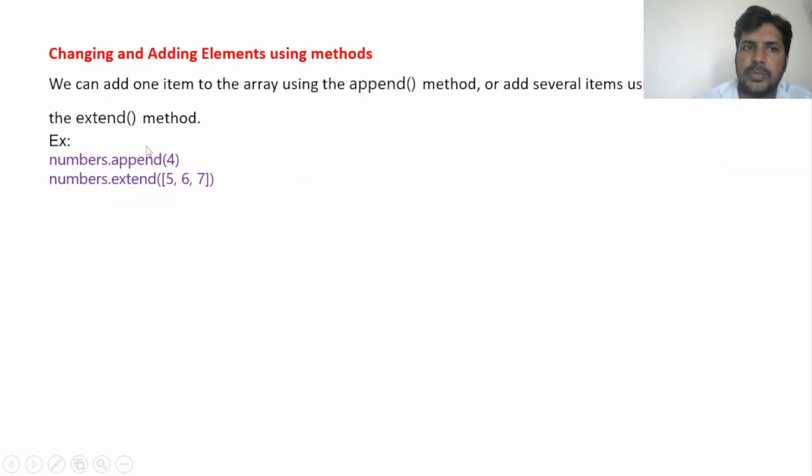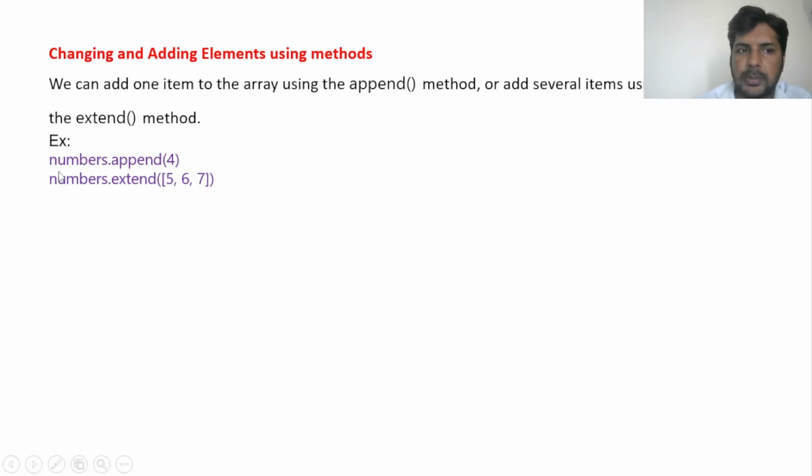Okay, you can see here we have the methods append and extend. These are two methods we use. Append will add a single, individual element. If you want to add more than one element, suppose 3 elements, then we can use extend.